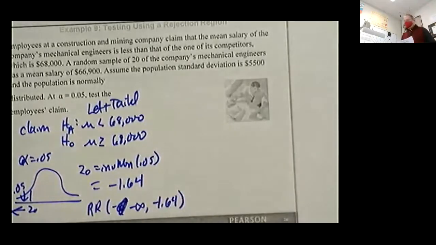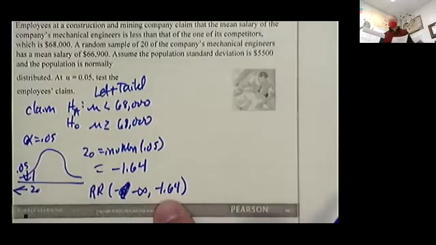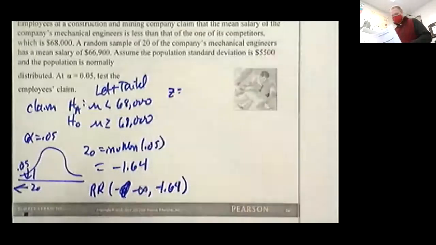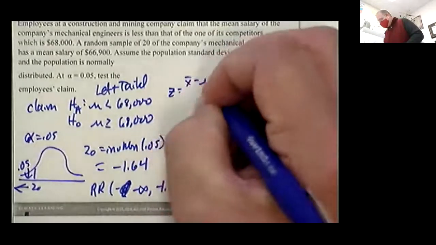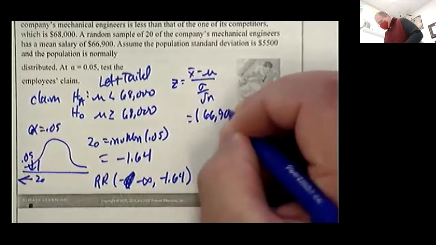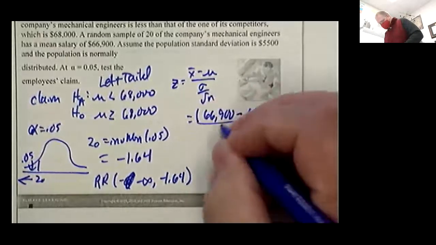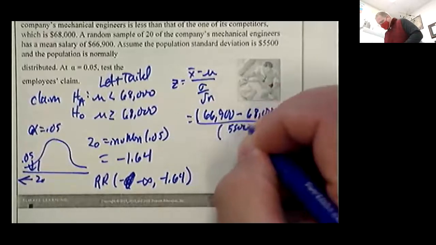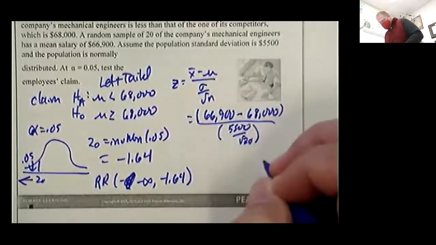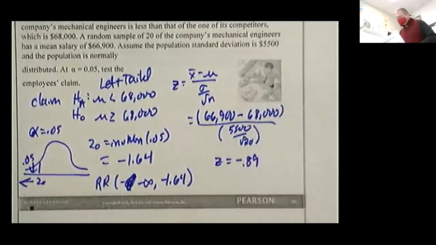So now we're going to calculate our test statistic, Z. If Z is inside this, we reject. If it's not inside this, then we fail to reject. Well, to calculate that, it's the same thing we've been doing. X bar minus mu over sigma divided by square root of n. Again, use parentheses on that. So this is 66,900 minus 68,000 divided by 5,500 divided by square root of 20. Therefore, our z-score is negative 0.89.